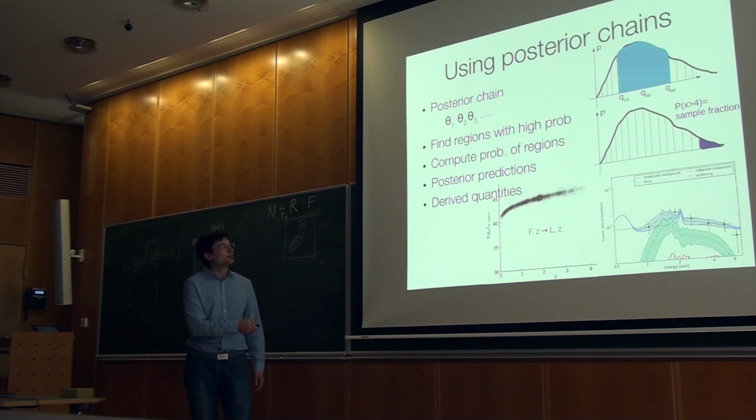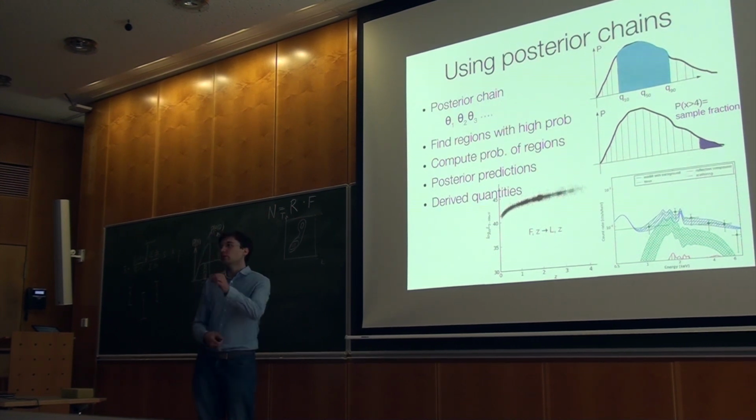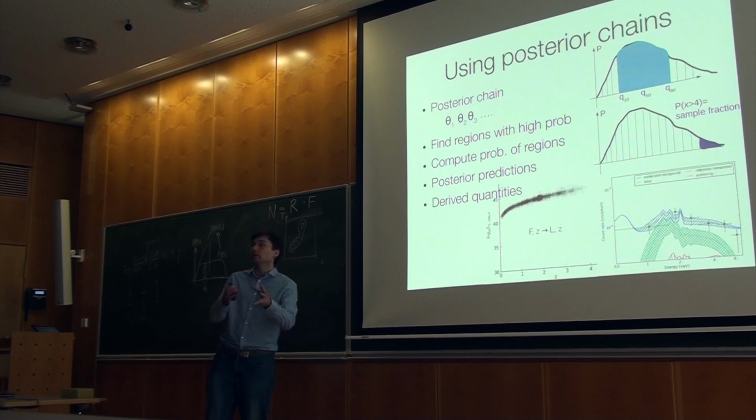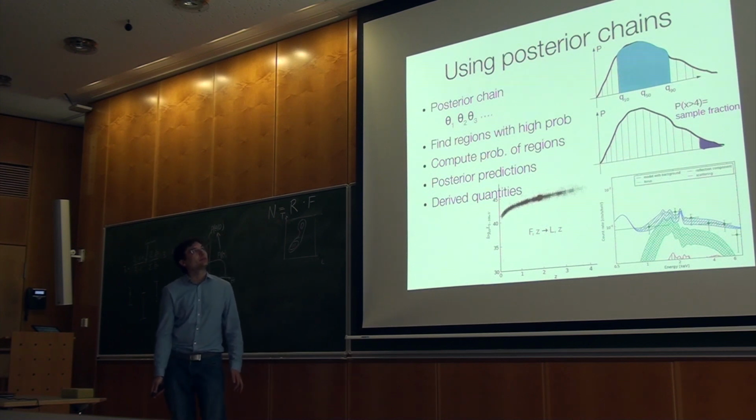And you can derive parameters. So here I have a chain where I fitted for some normalization and the redshift, and I plot here luminosity and redshift. And you see each point reflects one of these posterior samples, but now in a transferred space, and I get a posterior distribution on these other parameters. So these are things you can do with posterior chains.